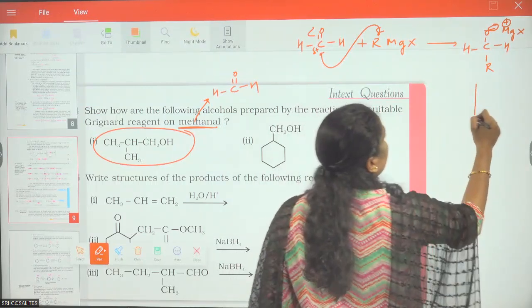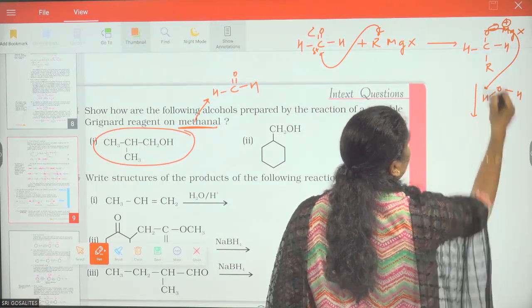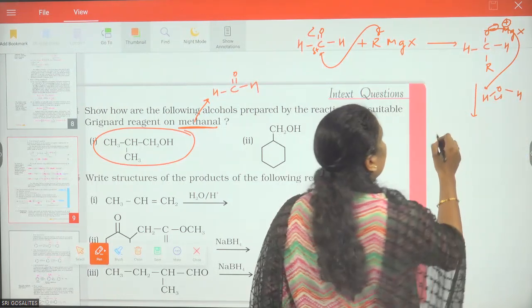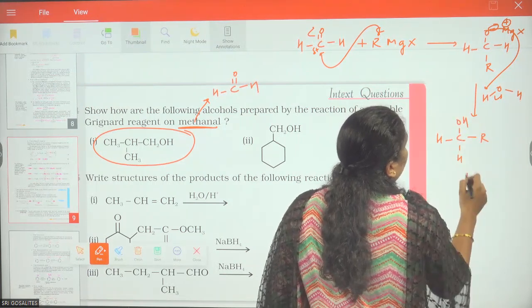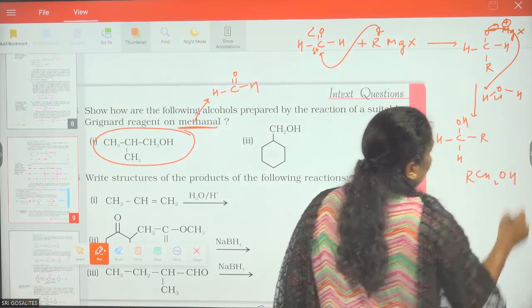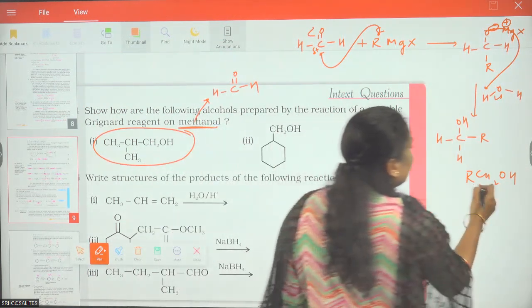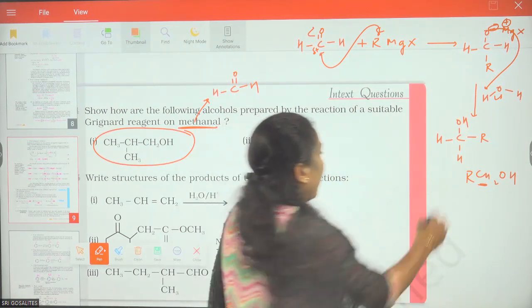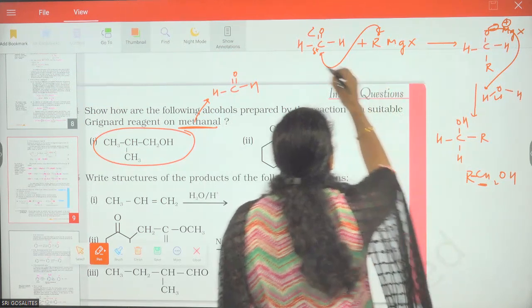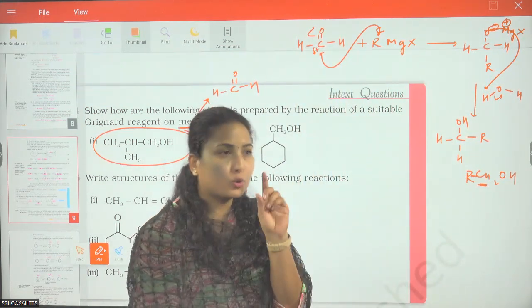After that, in the next step, you may supply water or H plus, which will be a source of H plus basically. So you'll have something like this: H, R, OH. Are you able to realize we are getting RCH2OH? Now all you need to understand is that this CH2 portion is coming from the methanal only. That CH2O minus belongs to methanal.